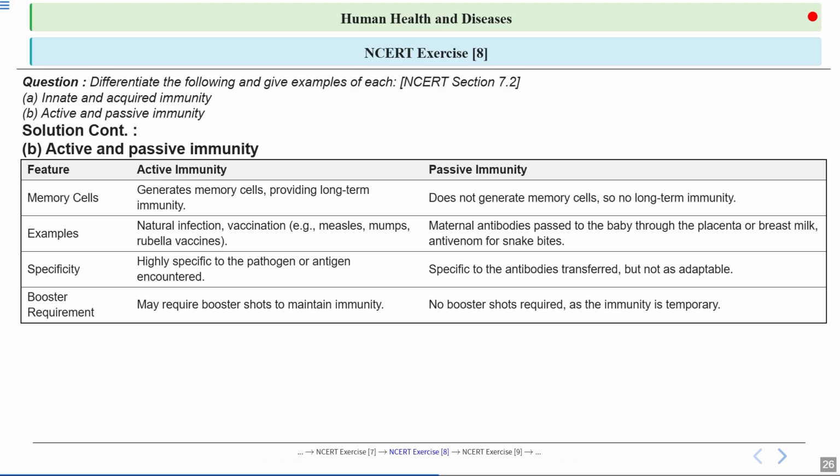Now specificity: active immunity is highly specific to the pathogen or antigen encountered. Passive immunity is specific to the antibodies transferred but not as adaptable. So specific antibodies are being transferred, such as against snake venom. Then active immunity, what is the booster requirement? It may require booster shots to maintain immunity. In passive immunity, no booster shots are required as the immunity is temporary.